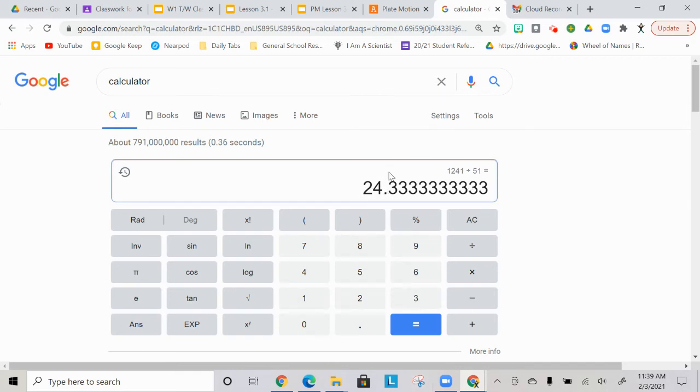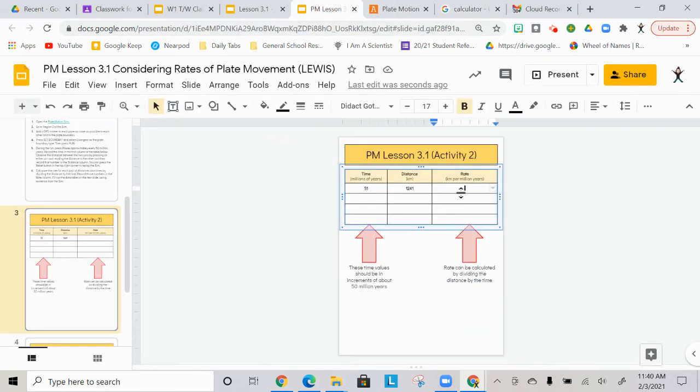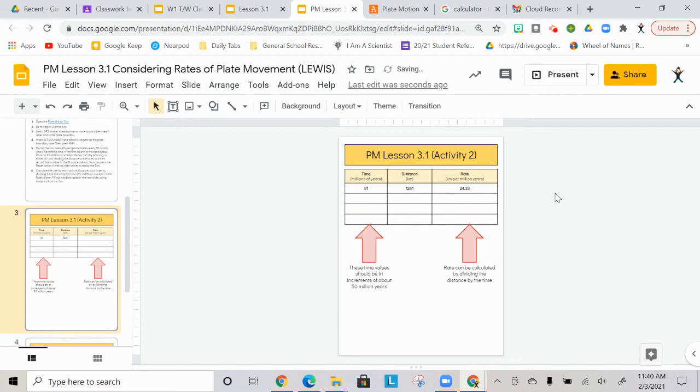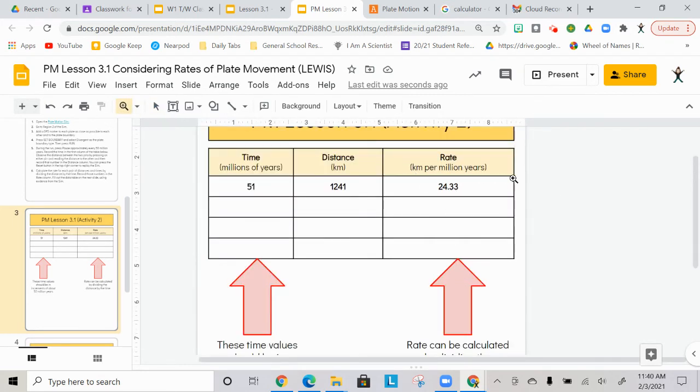24.333 repeating. You can go out 2 decimal places and you'll just round that second decimal place. Remember, when we round, we look to the number to the right. So if it's 4 or below, it tells me to round down. 5 and above tells me to round up. So this 3 is going to stay a 3, right? 24.33. That's my rate. And again, that rate is calculated in kilometers per millions of years because we took the kilometers and divided it by millions of years.